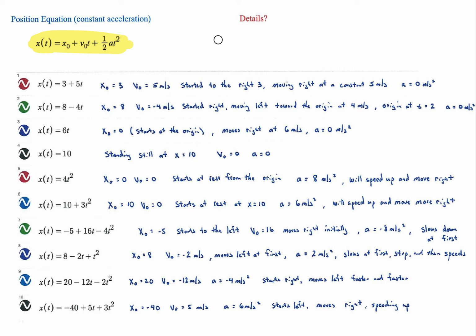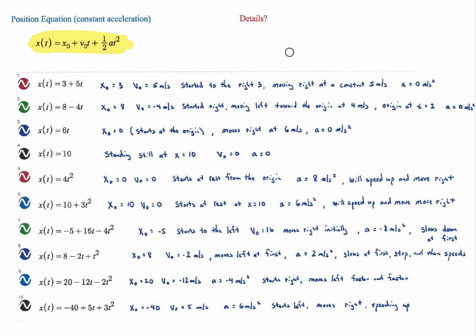That means that the acceleration is 0, which means that that initial velocity of 5 is actually the velocity because it's not going to change, right? If it's got an acceleration of 0, then by definition it will be a constant velocity. And so this object started 3 meters to the right and it's moving at 5 meters per second to the right every single second.